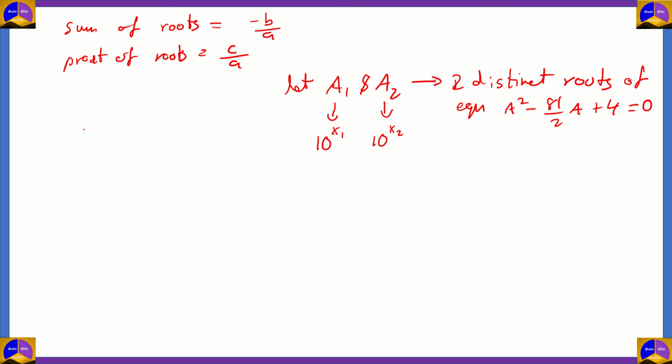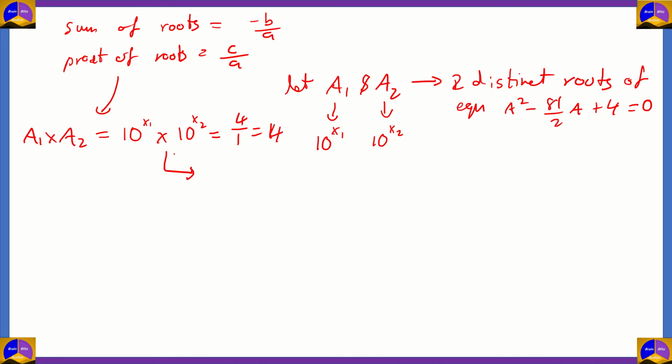So we're going to use the product of the roots rule here. So a1 multiplied by a2 is equal to 10 to the power x1 multiplied by 10 to the power x2, and the value of that is equal to 4 upon 1, which is 4. Now why 4 upon 1? 4 is the constant term. Divide that by the coefficient of a squared, which is 1. So what we get is 10 to the power x1 multiplied by 10 to the power x2 equals 4.